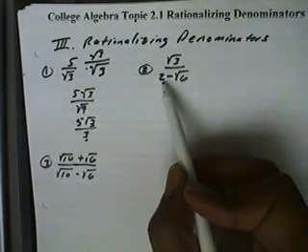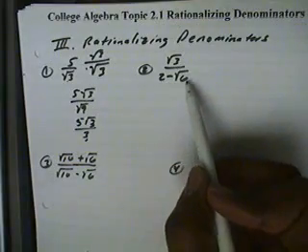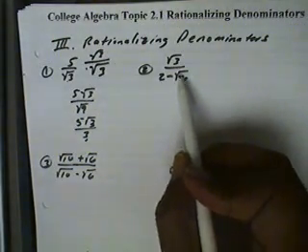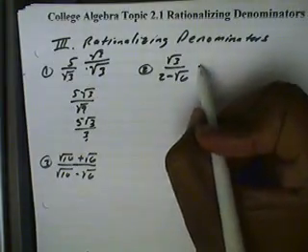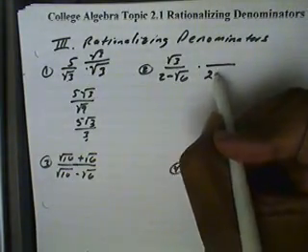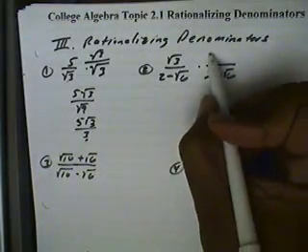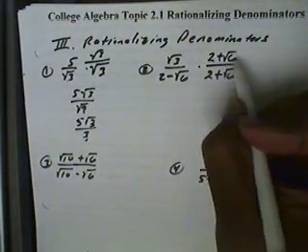Now here we have a root and a non-root, rational and irrational. The way that we get rid of this root is that we have to use a conjugate. So I'm going to multiply by the conjugate, which will be 2 plus the square root of 6. And again, whatever you do to the denominator, you must also do to the numerator.